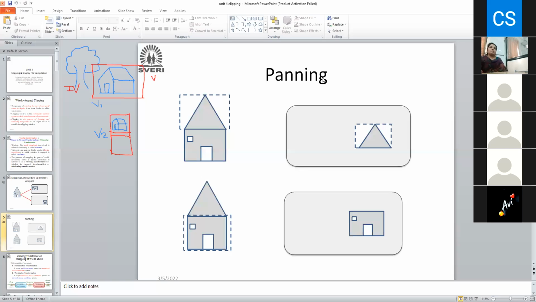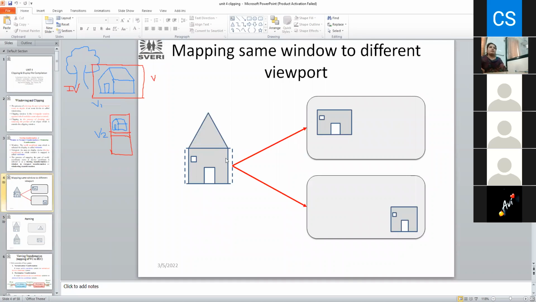So in panning, is the selected window the same or different? In panning, it is always different. One has the roof, the other has the wall. So we are representing two different portions on two different viewports. That is called panning. And in mapping, we have the same image, that is only the walls, represented in two different viewports at two different locations. So that is the difference between panning and mapping.